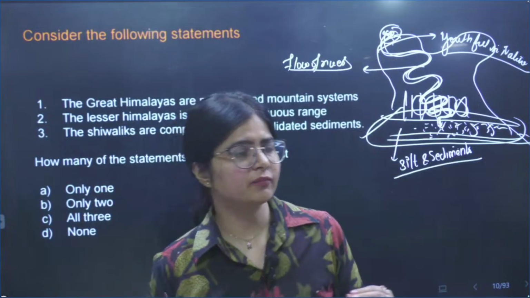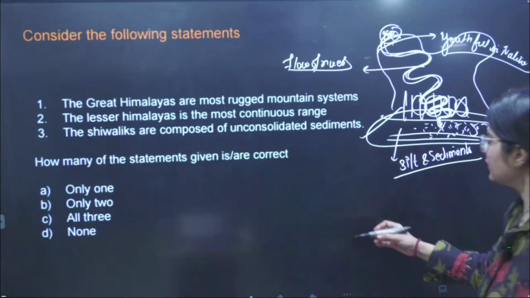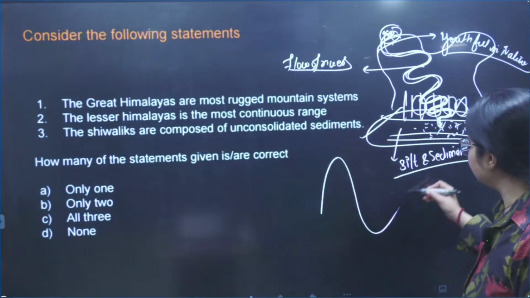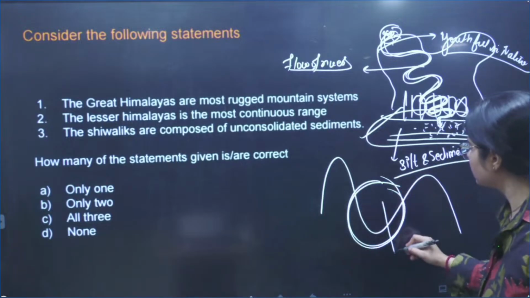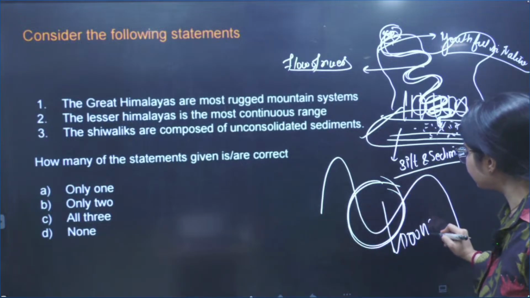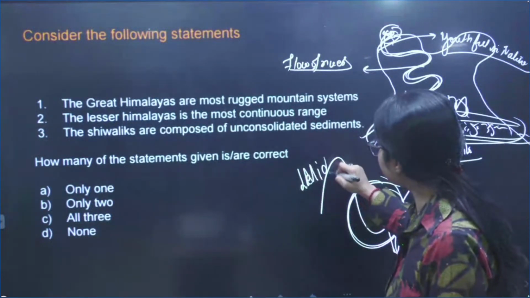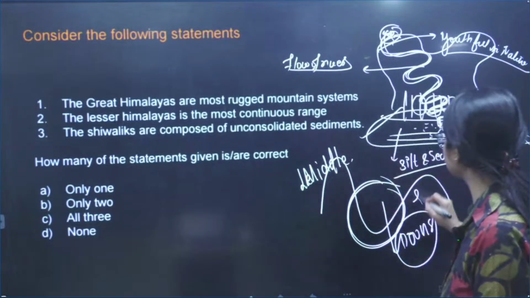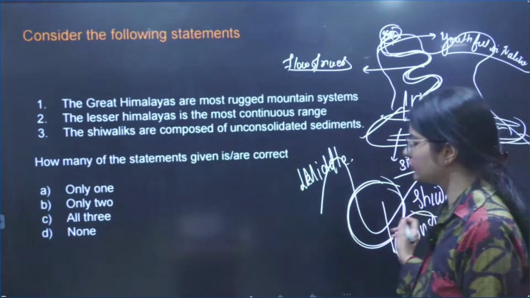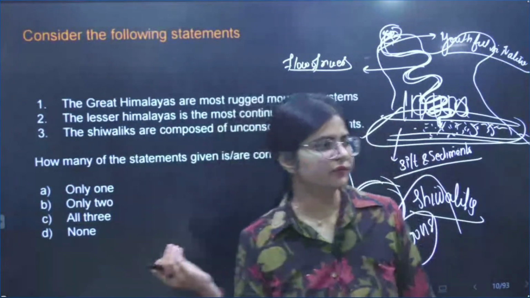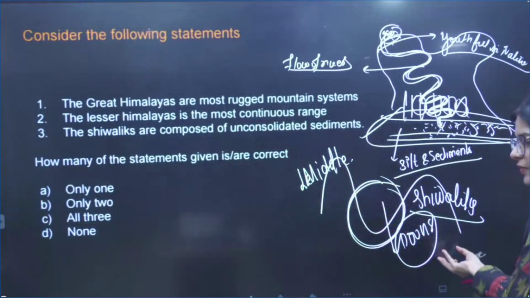Now the second point I want to discuss with you is about the doons. What are doons? Have you seen the valleys which are formed? So these valleys are known as your doons. Now doons are the features which are formed between your middle Himalayas and Shivaliks. So doons will always be formed between them. Your Patli Doon, your Dehra Doon, all are the features of Shivaliks.